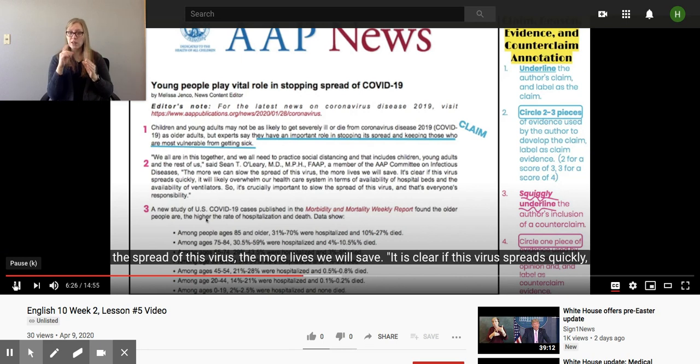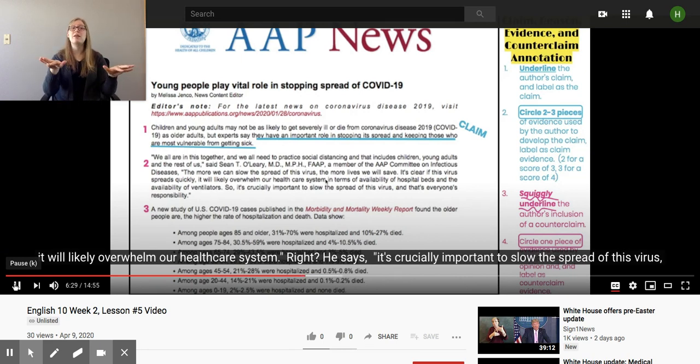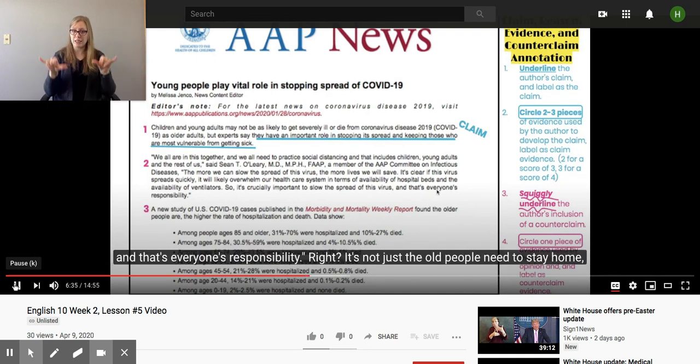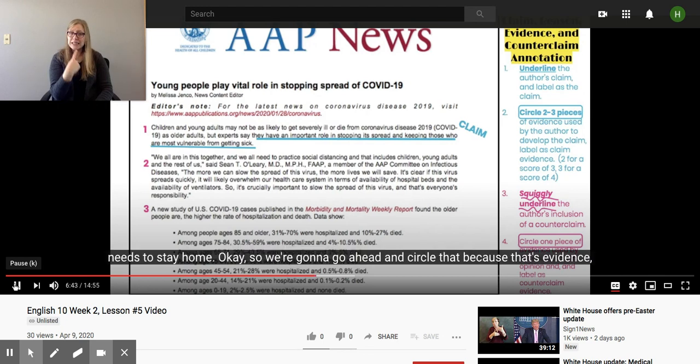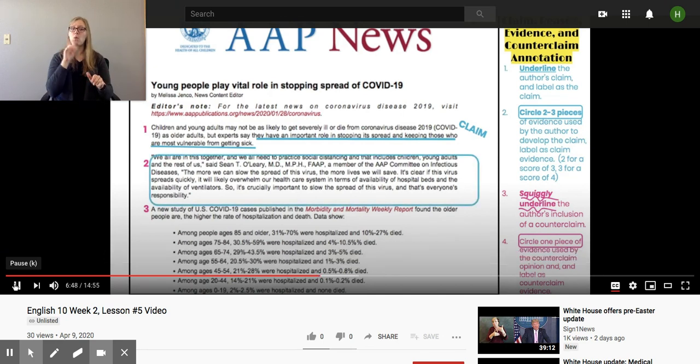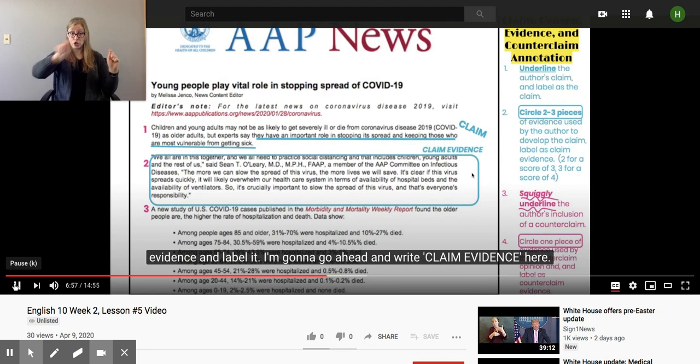It is clear if this virus spreads quickly, it will likely overwhelm our healthcare system, right? He says, so it's crucially important to slow the spread of this virus, and that's everyone's responsibility, right? It's not just the old people need to stay home. Everyone who is likely to spread it needs to stay home, okay? So we're going to go ahead and circle that because that's a reason and evidence that supports the claim. Now, I need to write above my circled evidence and label it. I'm going to go ahead and write claim evidence here. And you can write it, you can type it however you want to mark it in Notability.